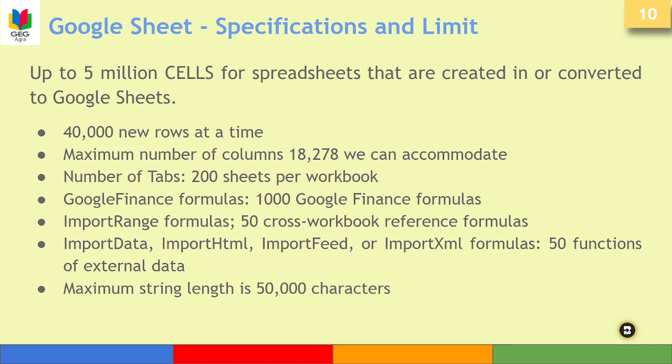Apart from this, we have functions like import range, import range formulas, 50 cross workbook reference formulas, import data, import HTML, import feed or import XML formulas, 50 functions of external data. Maximum string length is 50,000 characters, which means any sentence you type can comprise up to 50,000 characters. So these are the specifications and the limits of Google Sheets.